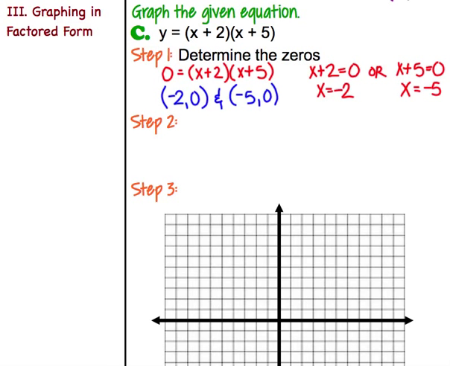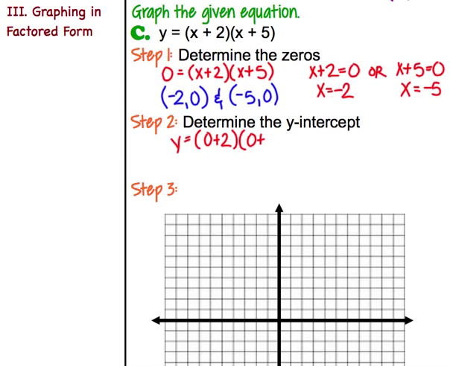So our next step is going to be to determine the y-intercept. So this time we will leave y as y and we'll put zeros in for x. So 0 plus 2 times the quantity 0 plus 5. Well, 0 plus 2 is 2, 0 plus 5 is 5, 2 times 5 is 10. That means that my ordered pair for my y-intercept is 0, 10.